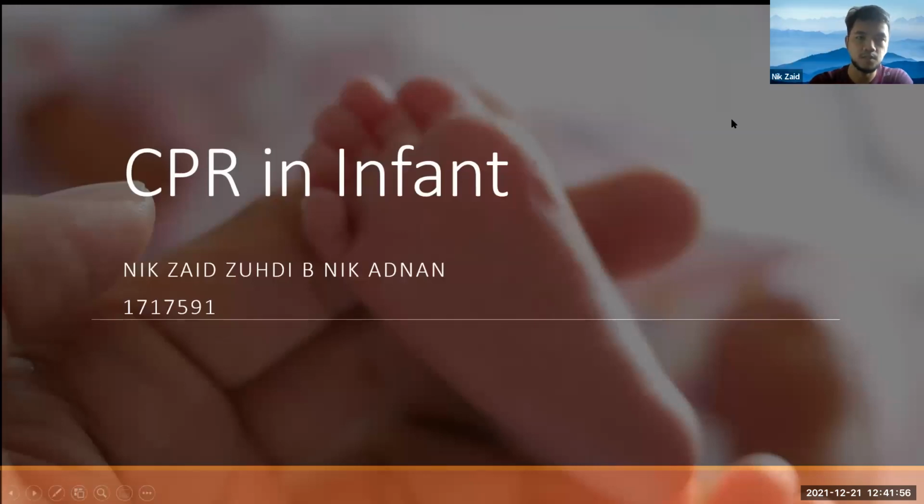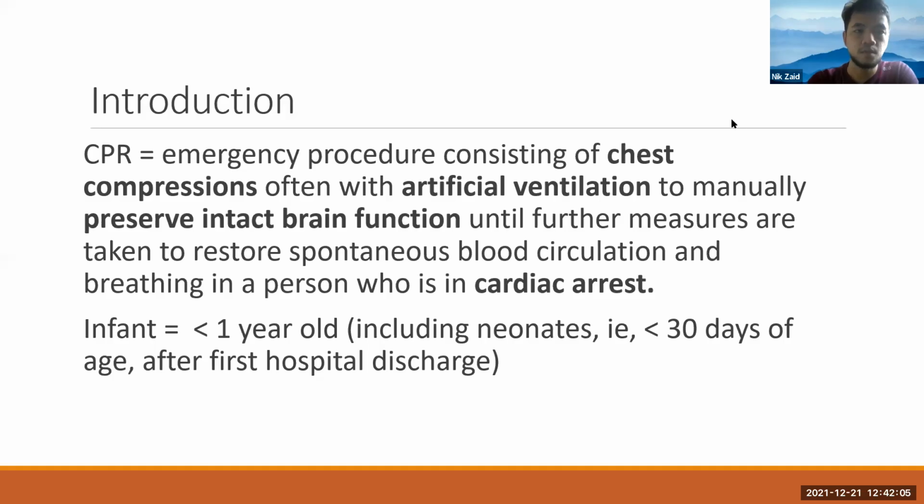So I will present about CPR in infant. Just to note that most of the points have been mentioned by the previous presenter, so I will just go through briefly. CPR is chest compression with artificial ventilation to preserve brain function, usually done in patients of cardiac arrest. The most important point here is infant. Infant is a child who is less than 1 year old, including neonates, which is less than 30 days of age.